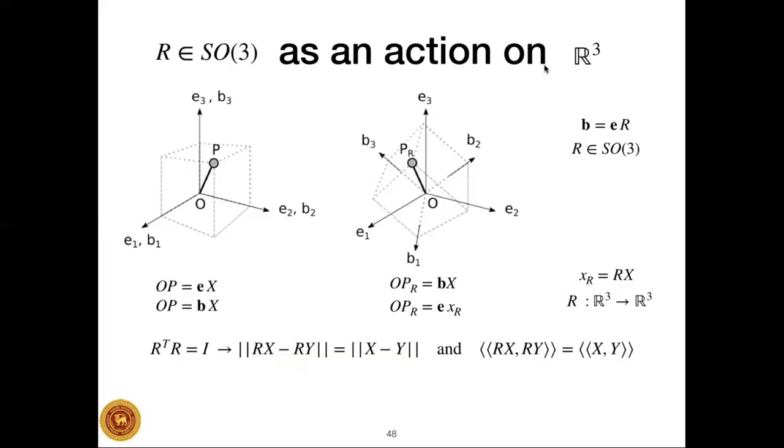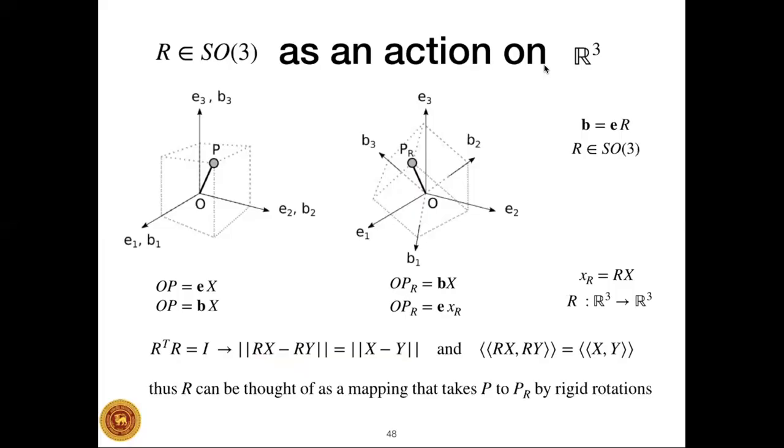Again, if you find the angle between X and Y, the angle between X and Y is the same as the angle between the rotated X and rotated Y. So what does this tell you? This tells you that this map that takes points in R3 and gives you a new point in R3 is a map that takes points by rigid rotation. So in other words, lengths are preserved and angles are preserved. So R can be thought of as an action on R3, acting on points in R3 to give new points in such a way that lengths are preserved and angles are preserved.